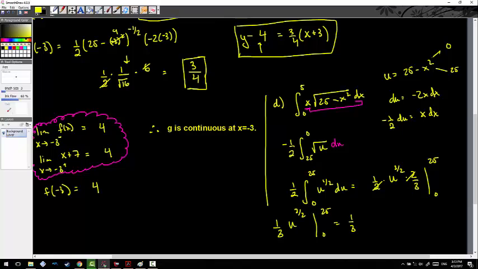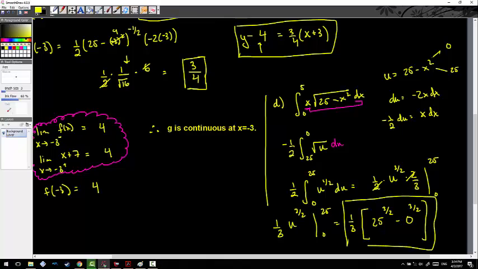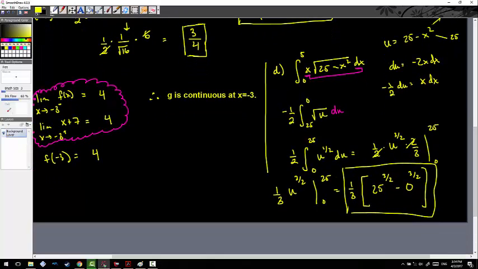What is that? Well, that's 1/3 times 25 to the 3/2 minus 0 to the 3/2. And believe it or not, that actually is as far as you need to go. If you really wanted to go a little bit further, though, the square root of 25 is 5. Cubed is going to be 125. So I'm thinking 125 over 3 is the final answer. Pretty straightforward FRQ. Alright, we'll see you guys in the next one.